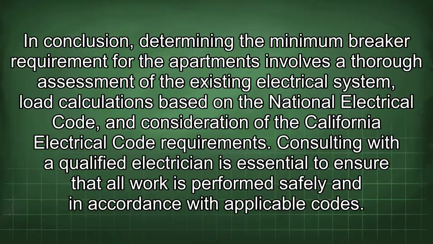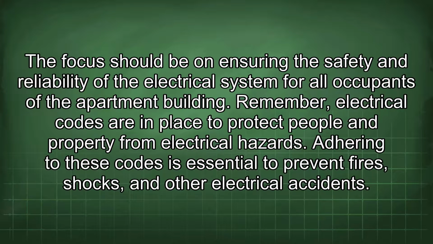In conclusion, determining the minimum breaker requirement for the apartments involves a thorough assessment of the existing electrical system, load calculations based on the National Electrical Code, and consideration of the California Electrical Code requirements. Consulting with a qualified electrician is essential to ensure that all work is performed safely and in accordance with applicable codes. The focus should be on ensuring the safety and reliability of the electrical system for all occupants of the apartment building.